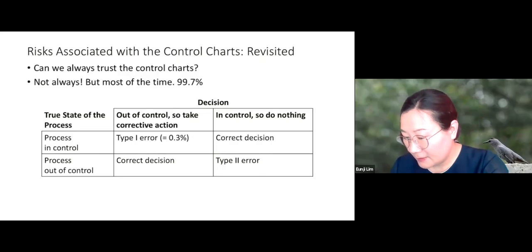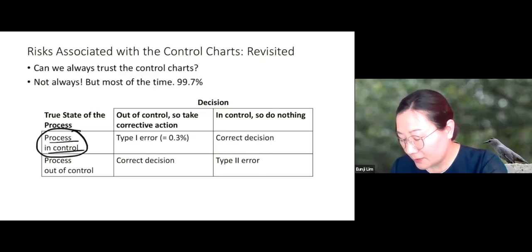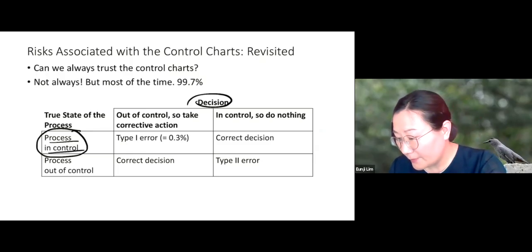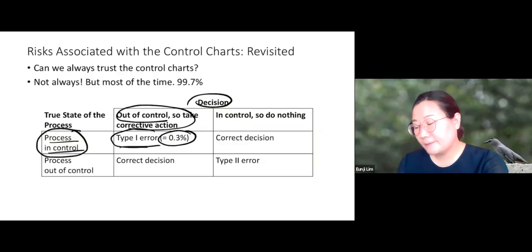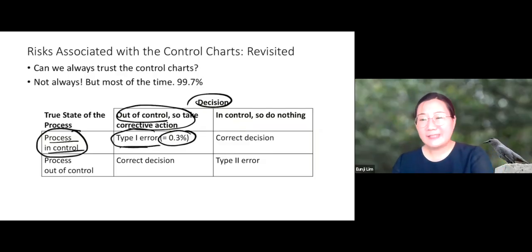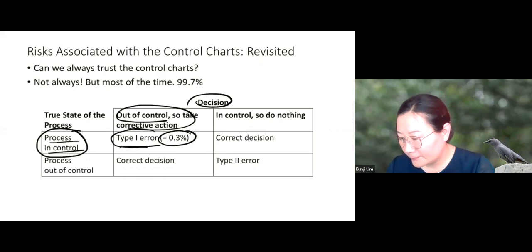That's this case. The true state of the process is that the process is in control. There's nothing wrong in the process, but the decision we make is that the process is out of control. And here we are making a wrong conclusion. And that happens 0.3% of the time. And this type of mistake is called type 1 error.